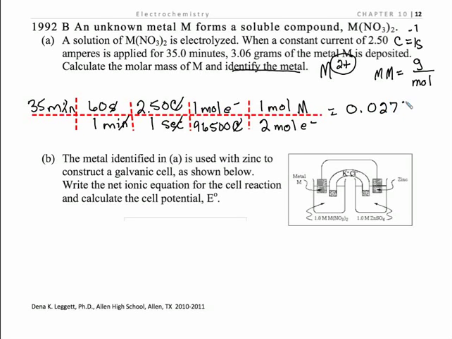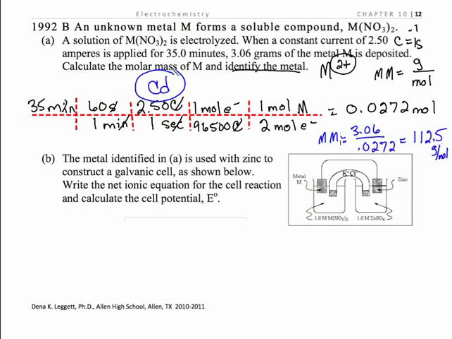So the mathematics tells me I have 0.0272 moles of metal. So now if I plug that into my molar mass equation, I take the grams that were given, I divide it by the moles, 0.0272, and I get a molar mass of 112.5. Okay. Now, if I look on the periodic table, the metal that has a molar mass of this many grams per mole is cadmium. So the identity of my metal is cadmium.